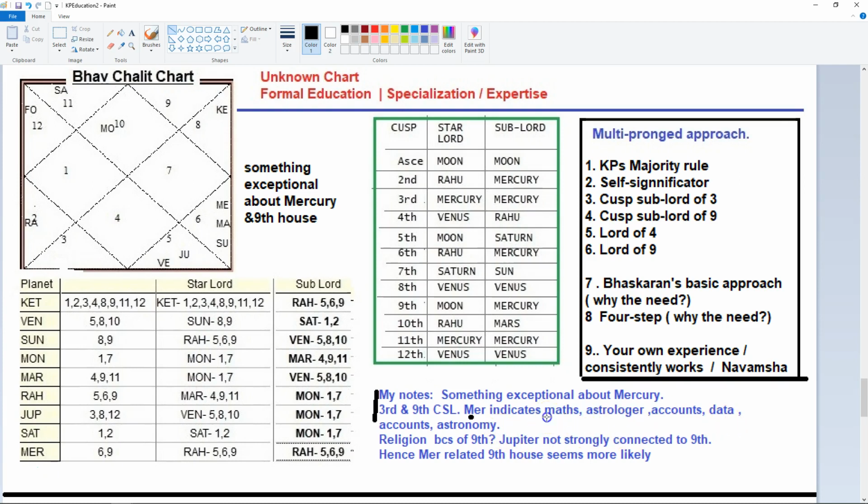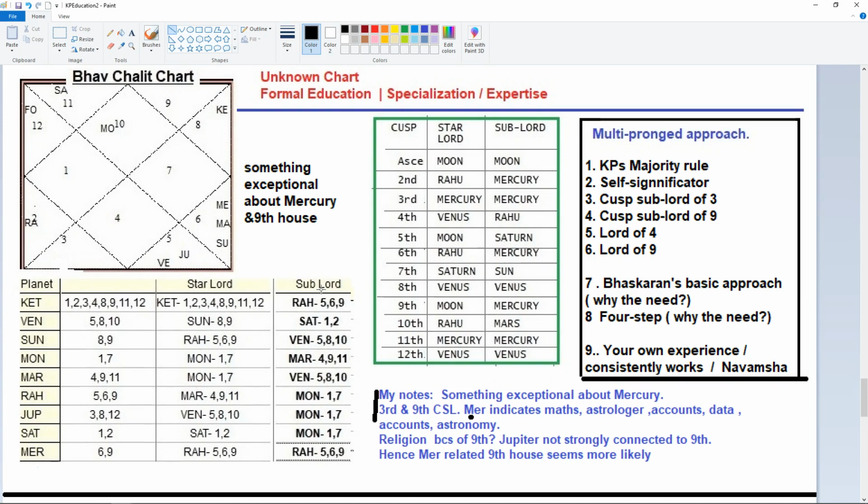So where do you get all these things? You can find these in Krishnamurti's books or in some other books also. I'm not sure if there is a ready reckoner available on the web. There might be; if you search, you could find one. The next question that should come to your mind is, since Mercury is very strongly connected to the ninth house, and the ninth house indicates religion also, is this person going to become a religious preacher, or devote all his time to promoting some temple or spiritual organization, those kinds of things?